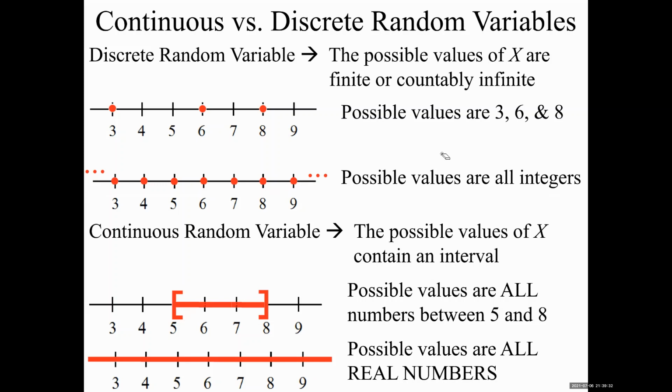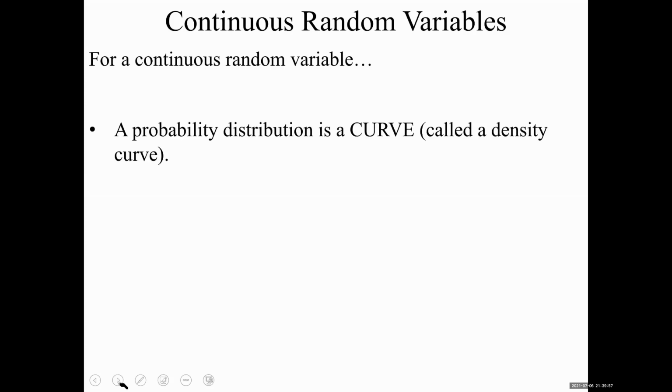So here's the deal. Things are going to change in chapter 7. We want to keep as much as possible that we had before in chapter 6, but some things are going to have to change. So let's see, how do we handle continuous random variables? Actually, to tell you the truth, it's not very hard, but it is different than what we did in chapter 6. So for a continuous random variable, a probability distribution is a curve. Okay, this is very important.